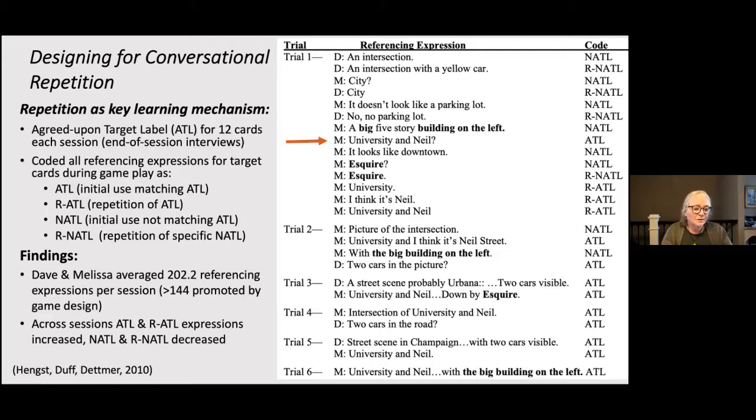So here's an example of how Dave and Melissa's referencing expression looked for a card that was actually a little bit difficult for them. In this session, they actually settled on 2 agreed upon target labels. They agreed to call it the intersection name, University and Neil, and or the presence of 2 cars. So in the first session, Melissa offered the intersection name, University and Neil, as a possible label, and then said it 3 more times essentially before they placed the card. In trial 2, Melissa again offered this intersection label of University and Neil, and Dave offered 2 cars as a label. And in the next 4 sessions, these were the only labels they used, either University and Neil or the 2 cars.